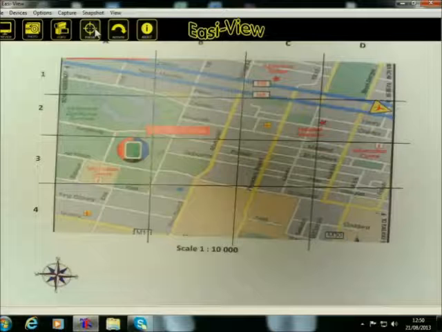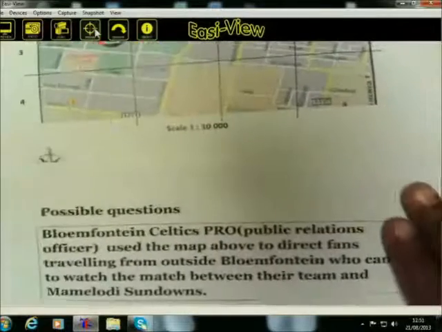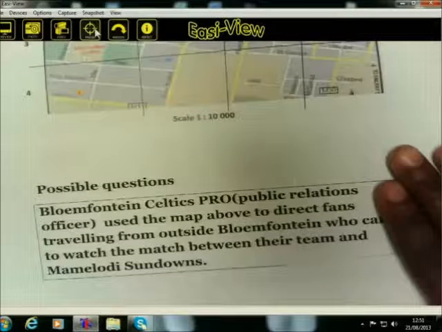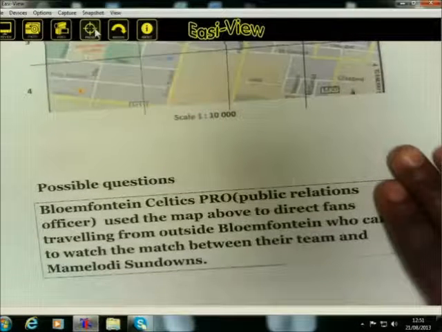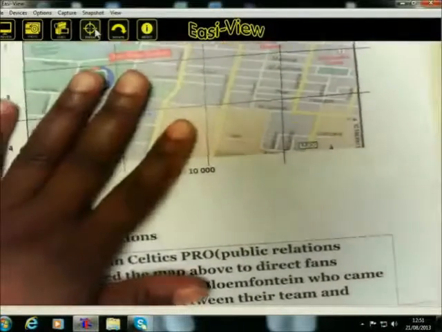Let's look now at the questions, possible questions that you may get from using this map. Right, possible questions. Remember, I've said it is very, very important to read all the information given to you. Now, it starts there by giving us the information in the box.